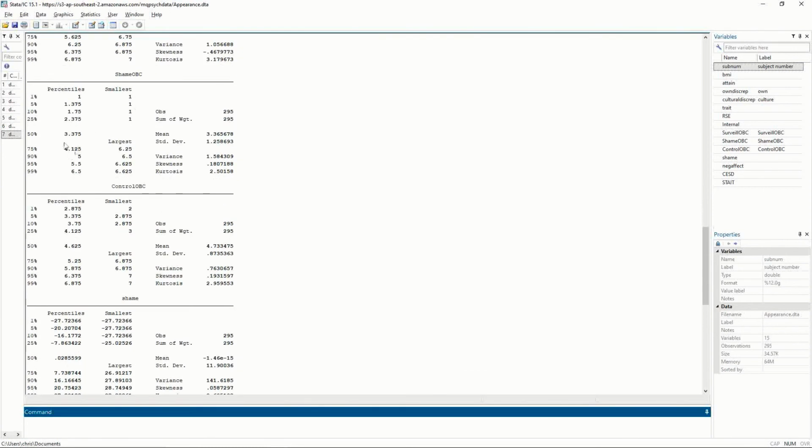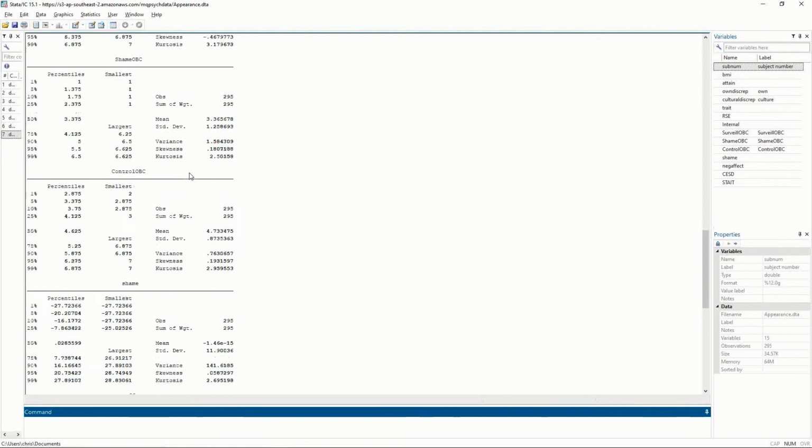For shame, our median is 3.37. It looks like we do, in fact, well, that's as close as you're going to get the two on top of each other. Standard deviation is above 0. Skewness is slightly positive, whilst our kurtosis is slightly platykurtic.